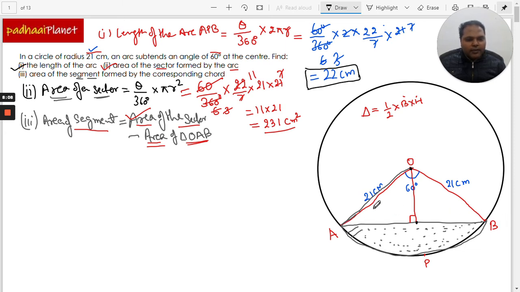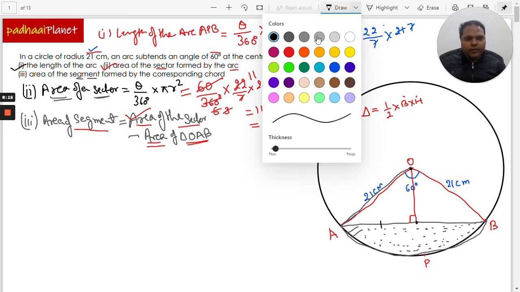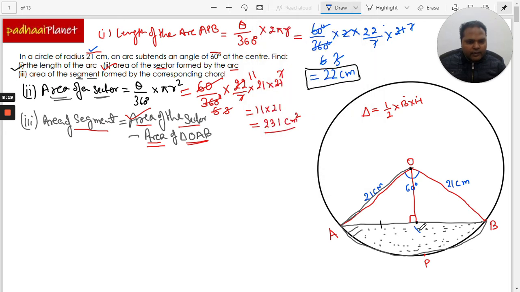So that means, if this point is, say, X, then AX is equal to BX.